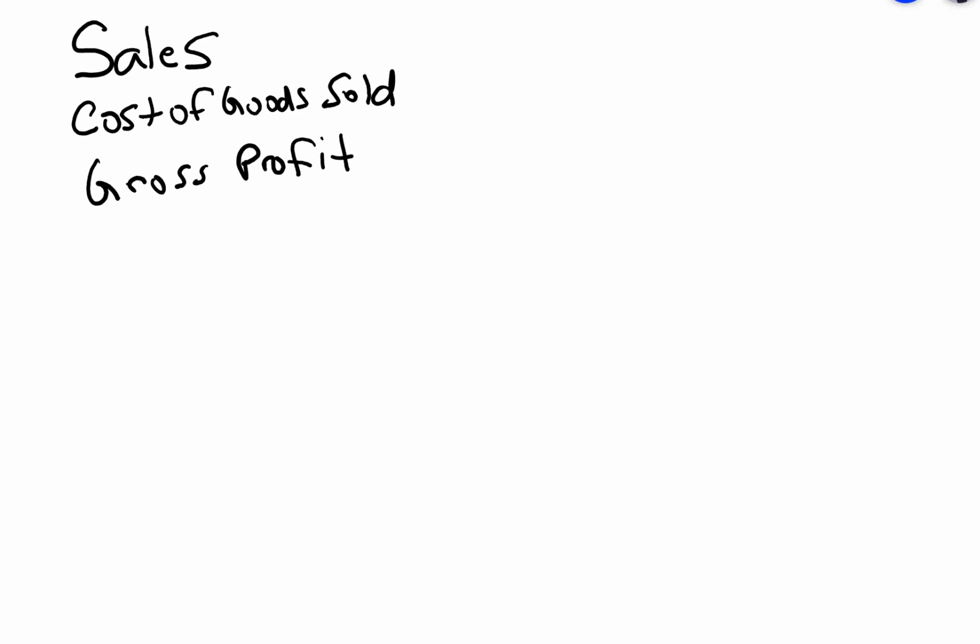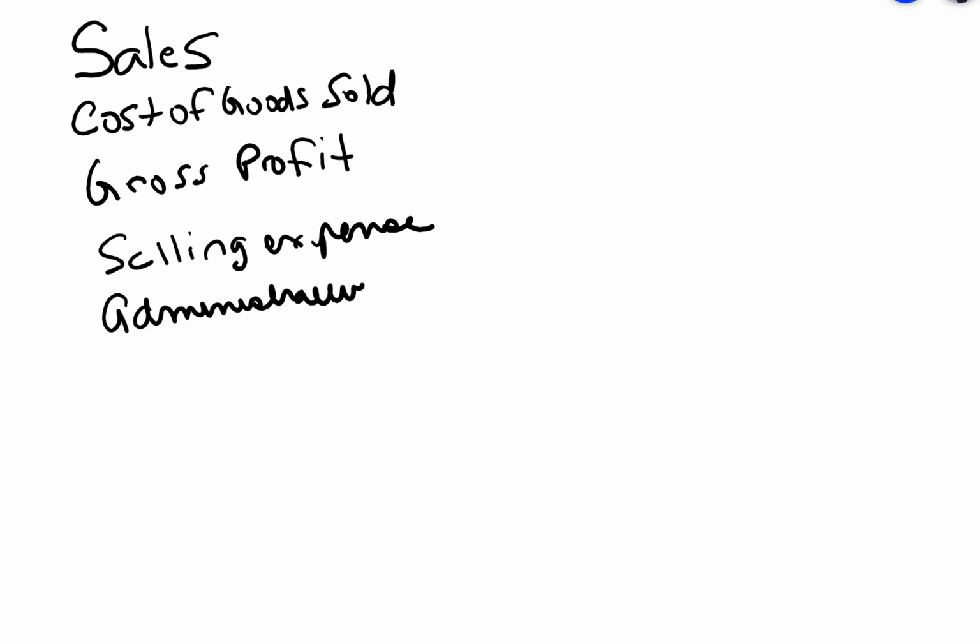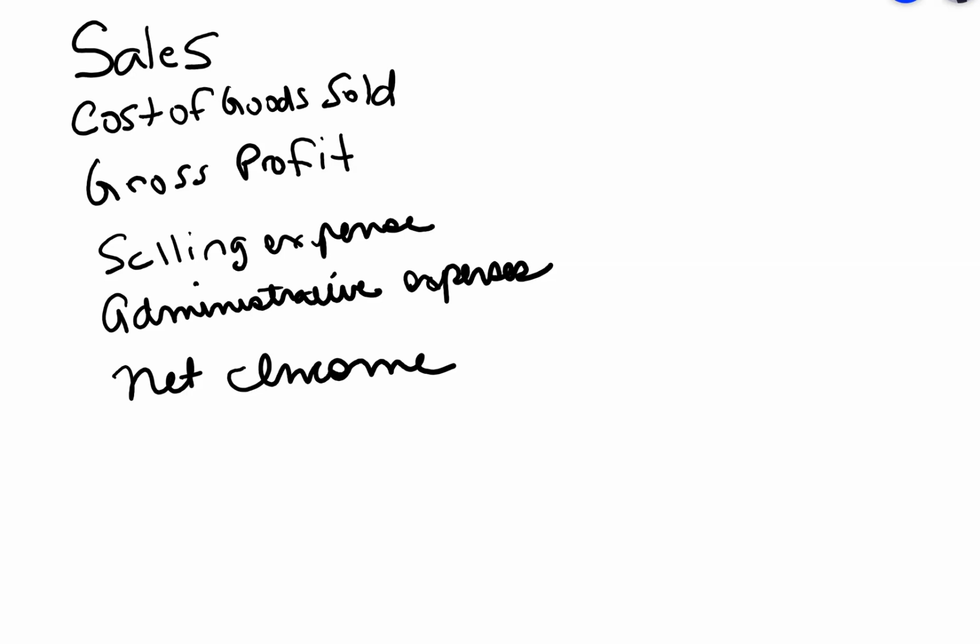And then we would subtract out our selling expenses and we would list each of those. And then we would subtract out our general and administrative expenses. We would list out each of those, and then we would have a total expense, and then that would get us to net income.